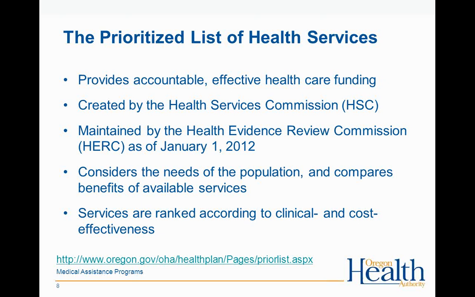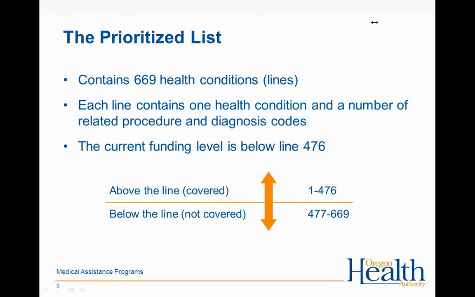And what the groups do is they consider the needs of the population, and then they compare the benefits of services that are available in the areas in Oregon. And then those services are ranked according to effectiveness. So the highest priority health condition is listed at the top of the list, and then those services or procedure codes and diagnosis codes that align with that health service are listed under that specific line on the list. I'll give you a visual here that may help kind of pull it together, and I'll talk about it a little bit more.